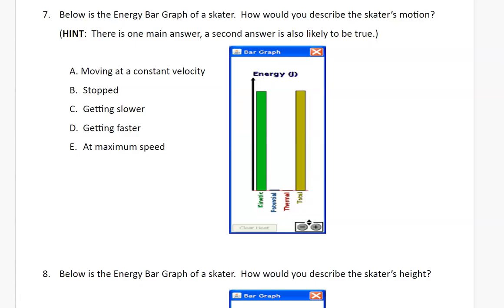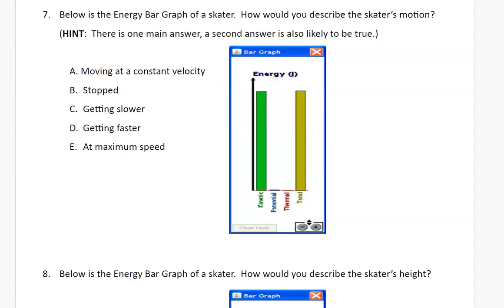Number 7, below is an energy bar graph of a skater. How would you describe the skater's motion? Hint, there is one main answer. A second answer is also likely to be true. All right, possible answers are A, moving at a constant velocity, B, stopped, C, getting slower, D, getting faster, E, at a maximum speed.